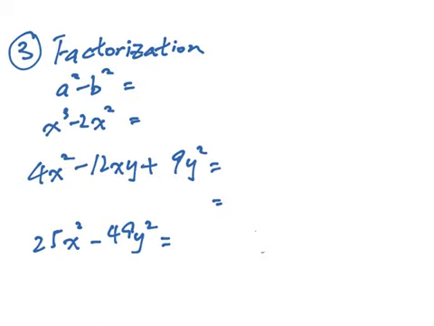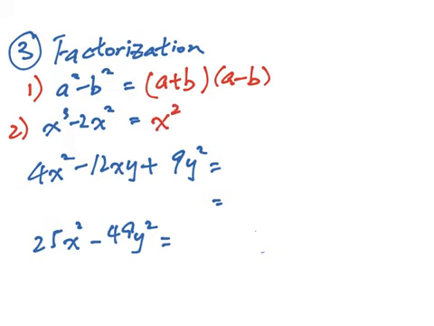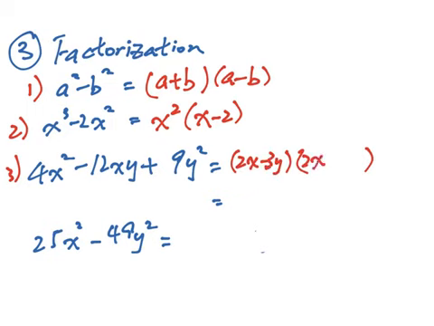Next, we will see factorization. For the first one, a squared minus b squared becomes a plus b times a minus b. For the second one, we take out the common factor, which is x squared, so it becomes x squared times x minus 2. Okay, the third one, we use cross multiplication, so it is 2x minus 3y and then 2x minus 3y also. Because they are the same, we combine into a square.